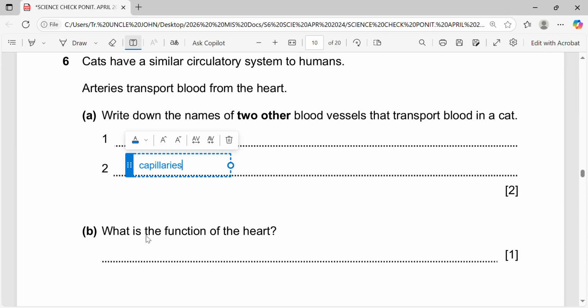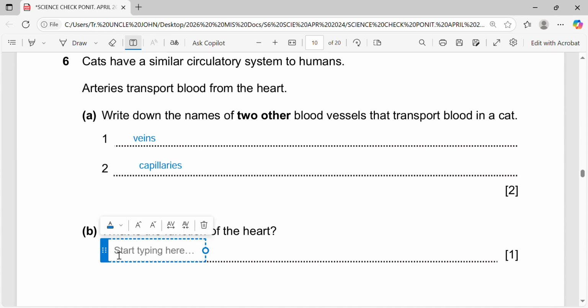B. What is the function of the heart? Is there anyone of you who knows about it? Wonderful. It is to pump blood. The heart is for pumping blood around the whole body.